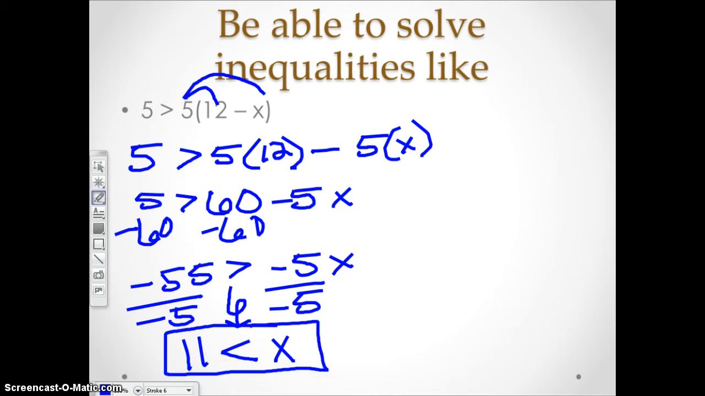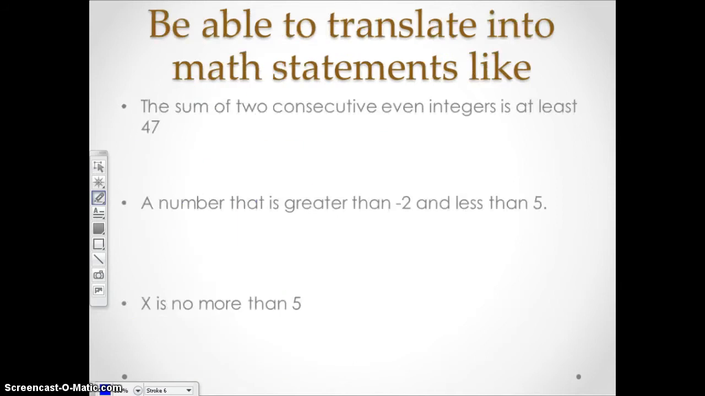X is greater than 11. Be able to translate some English statements into math expressions. You'll be given some word sentences, something like this. The sum of two consecutive integers is at least 47.